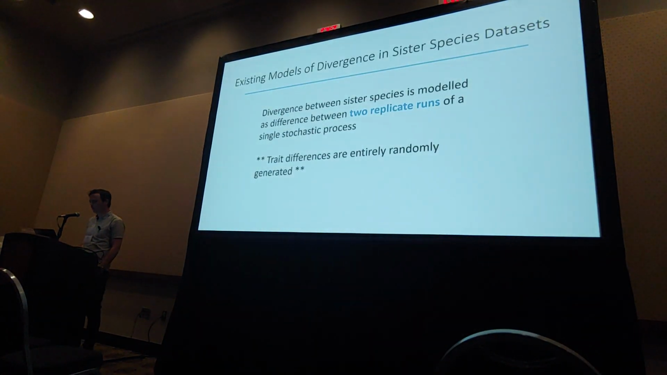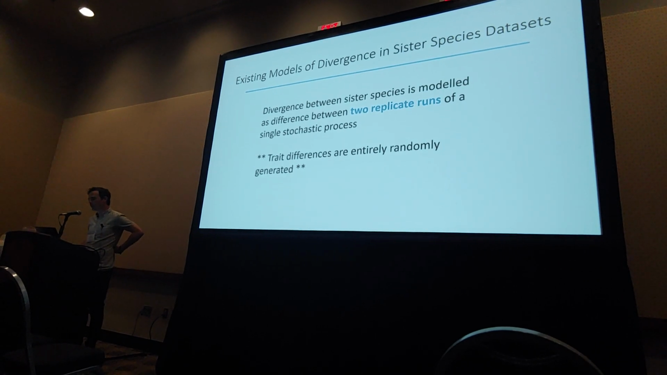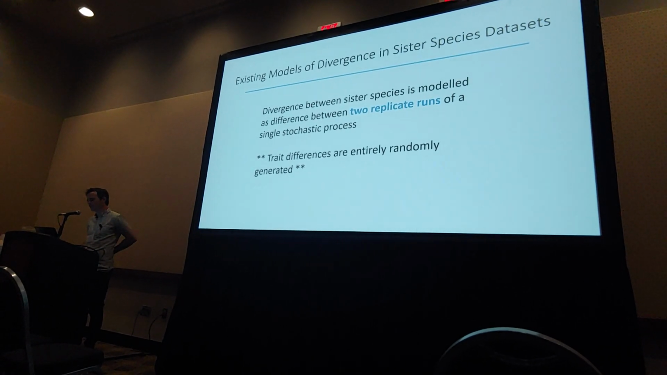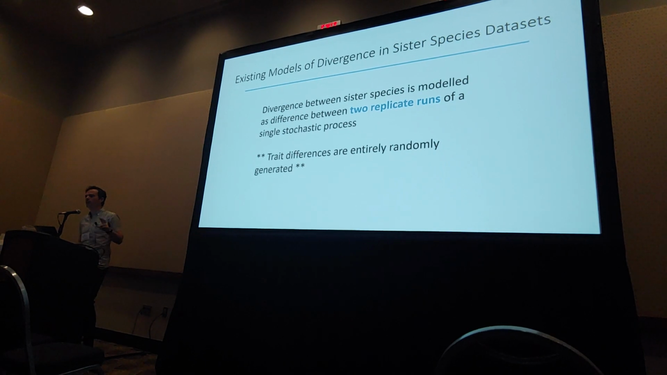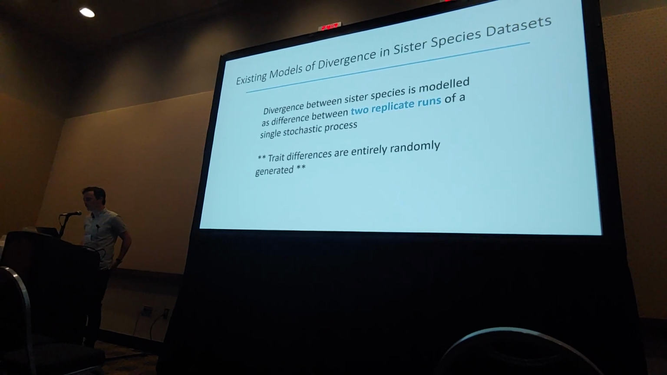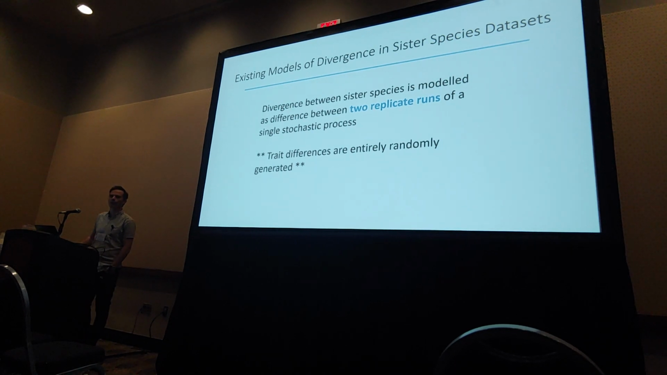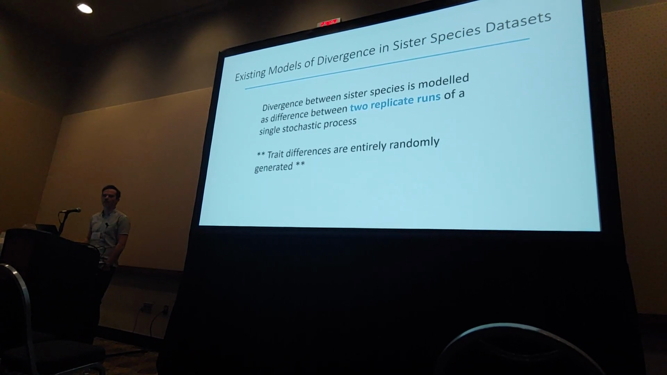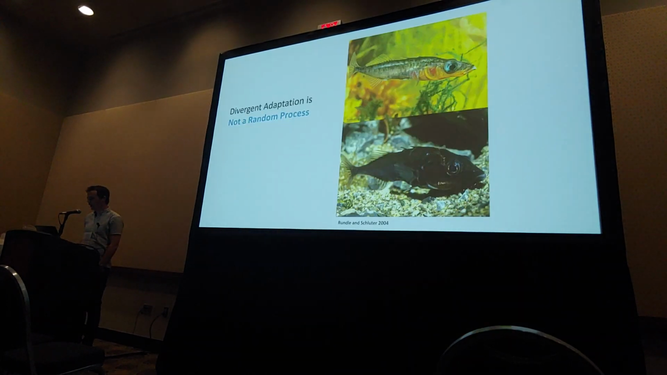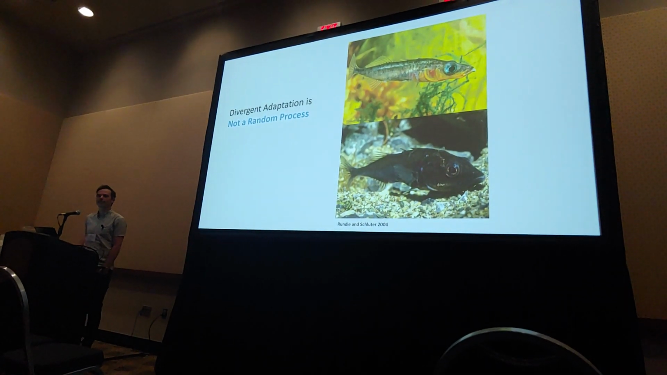Because these are entirely random deviations. So again, divergence between sister species in these cases is modeled as a difference between two replicate runs of a single process. That means trait differences are entirely randomly generated. Basically, it's the stochastic component of the stochastic process model that's produced our differences. But of course, divergent adaptation is not a random process, right?